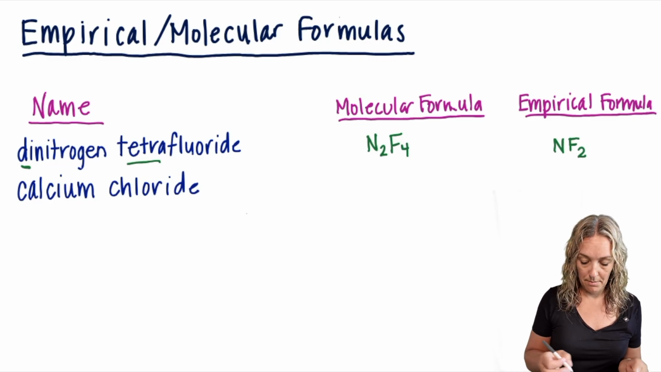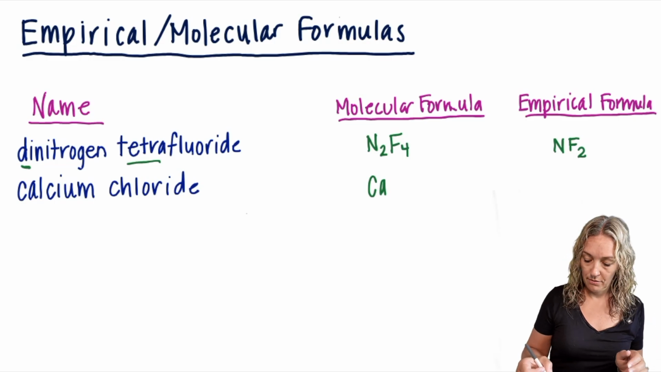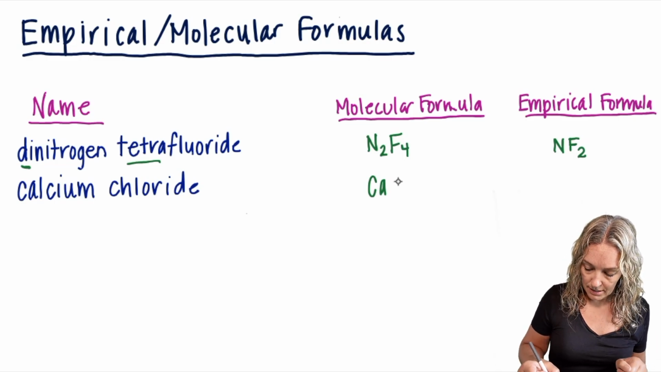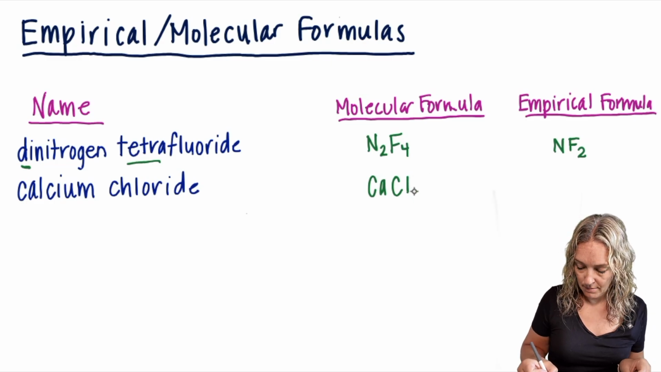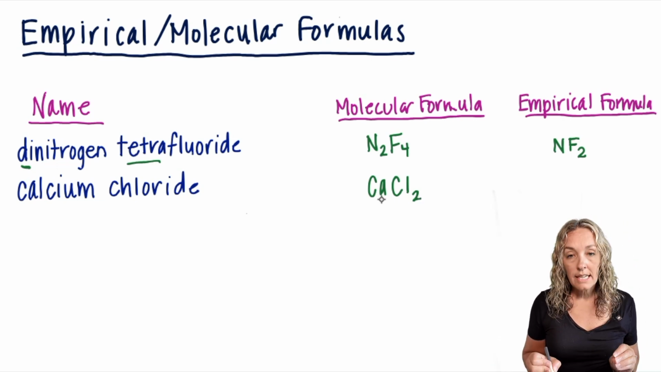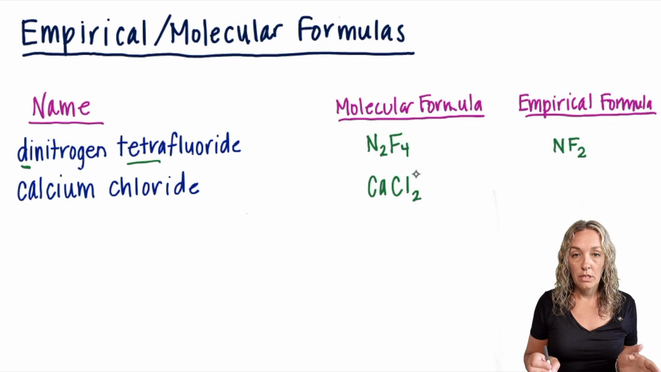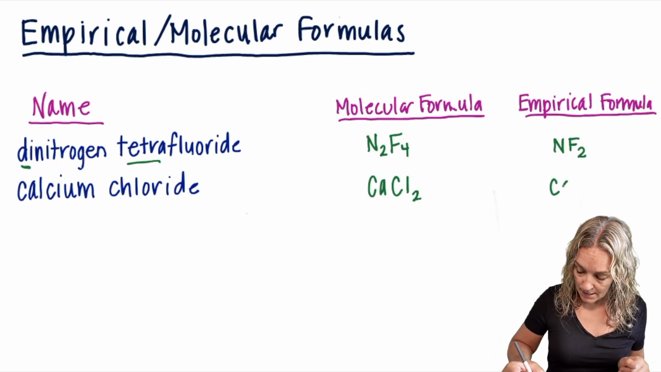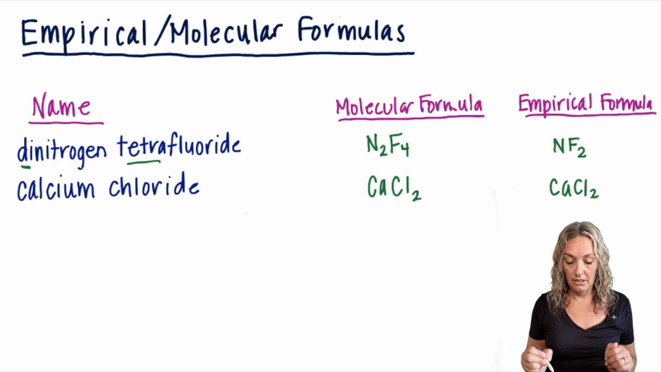Let's take a look at another example. Calcium chloride. This is an ionic compound. So again, if you need a refresher on naming ionic compounds, please check out the video that's linked above. Calcium and chlorine. Now, because calcium has a +2 charge and chlorine has a -1 charge, the correct formula is CaCl2. This is telling me that there is one calcium and two chlorines. Those are not both divisible, therefore it is currently in its most reduced form. That means that my empirical and molecular formula are the same for this particular compound.